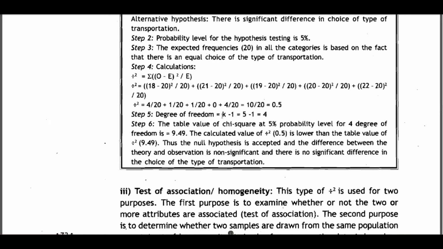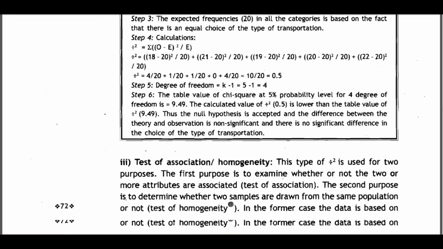Step: degrees of freedom is k minus 1, that is 5 minus 1, which is equal to 4. The table value of chi-square at the 5% probability level and 4 degrees of freedom is 4.95. The calculated value of chi-square, that is 0.1, is lower than the table value of chi-square. Thus, the null hypothesis is accepted, the difference between theory and observation is not significant, and there is no significant difference in the choice of the type of transportation.